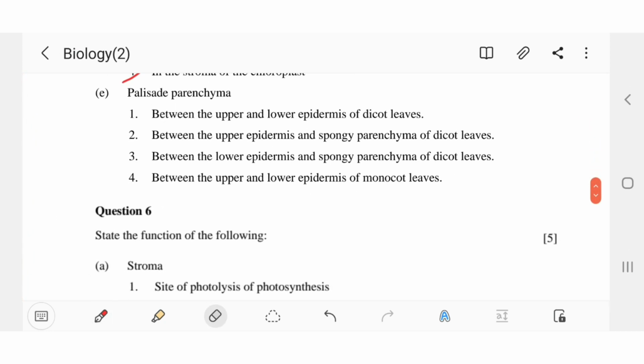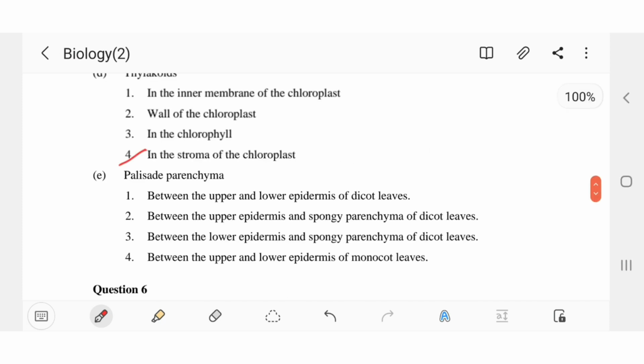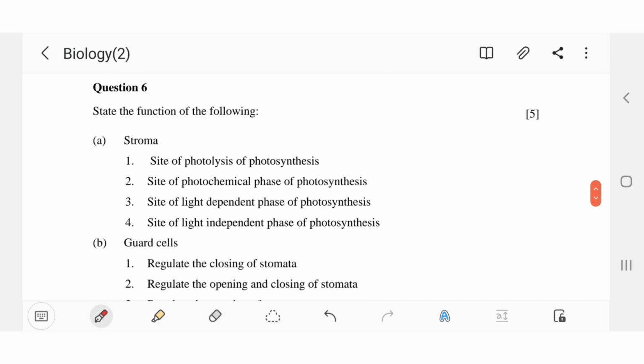E, Palisade Parenchyma. You may feel this question is out of syllabus, but it is actually not. If you look in the diagram given in chapter transpiration under the heading mechanism of stomatal transpiration, you will find all these things labeled over there. Now, Palisade Parenchyma is present between the upper epidermis and spongy parenchyma of dicot leaves. Okay. Question 6. State the function of the following.